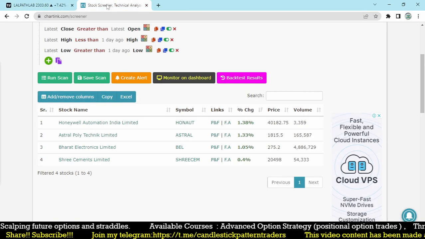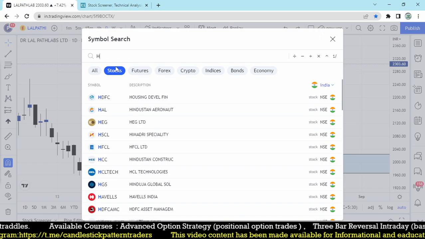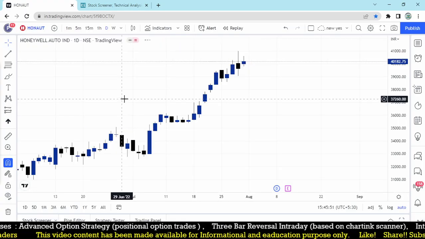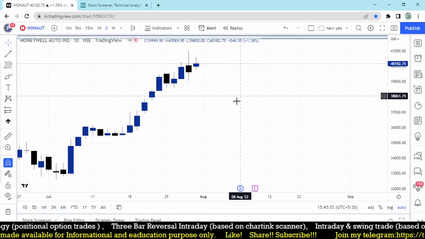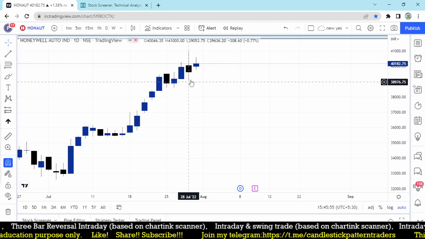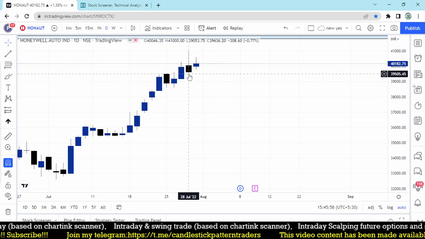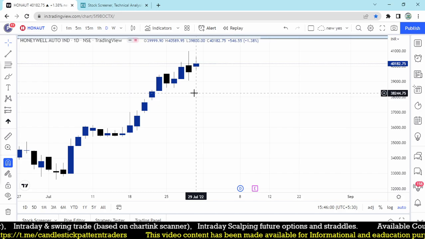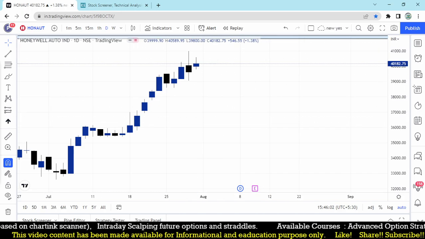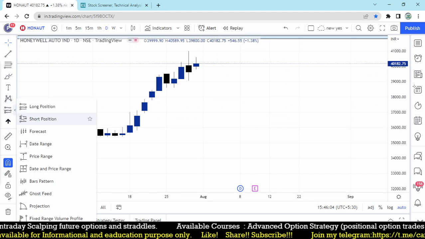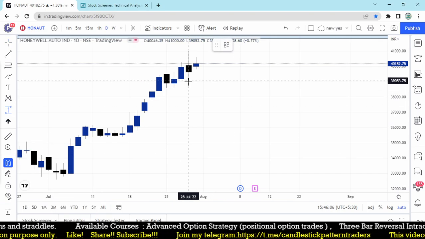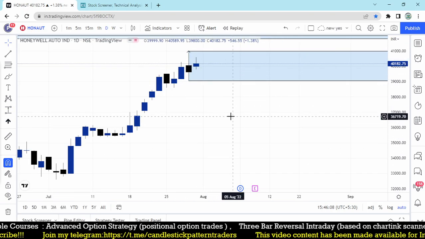What's the spelling? HON. Is there an inside bar? Yes, it is an inside bar. The first day should be a red candle. The second day should be a green candle, and the stock is present inside the previous day's range. So we find out there is an inside bar.